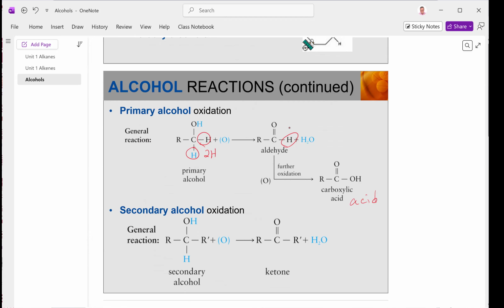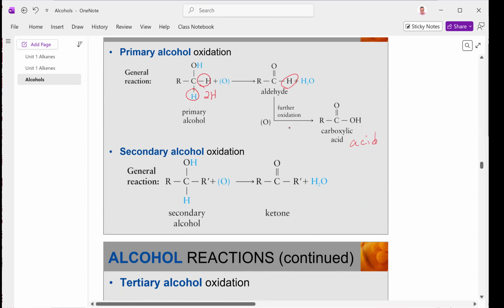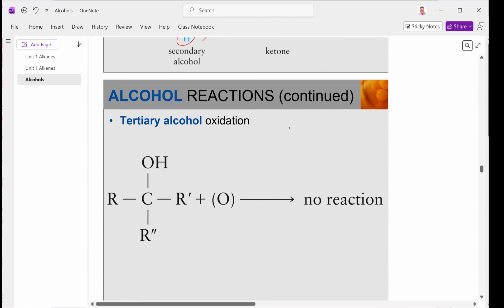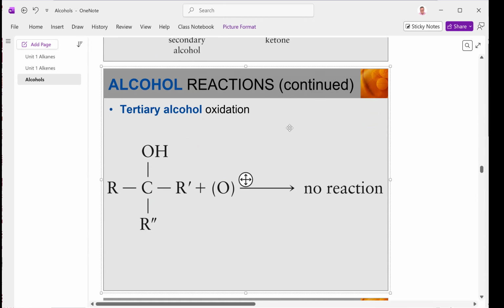Okay, so let's look at secondary oxidation. Again, we're removing hydrogens. Notice there are no more hydrogens at that carbonyl group, so it can no longer be oxidized. With a tertiary alcohol, there are no hydrogens there at all, so no oxidation.